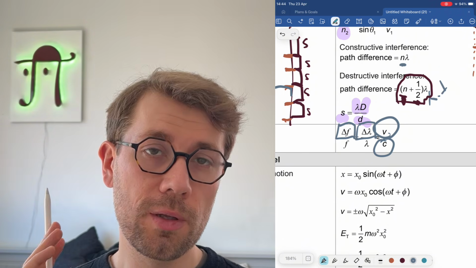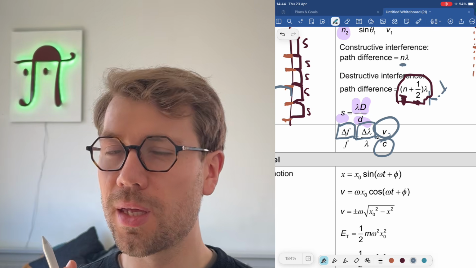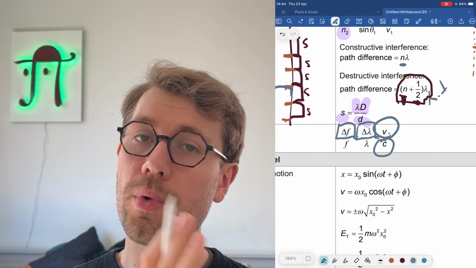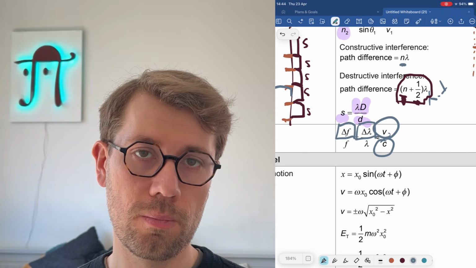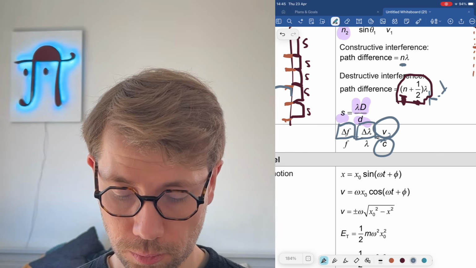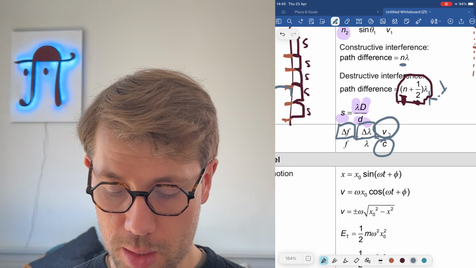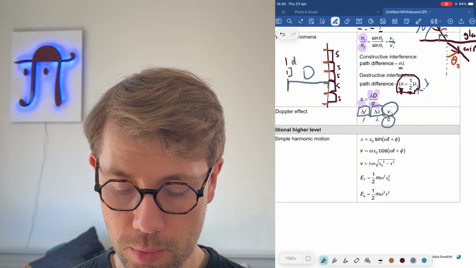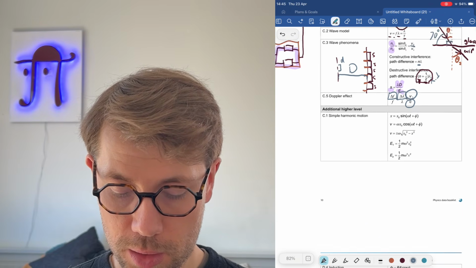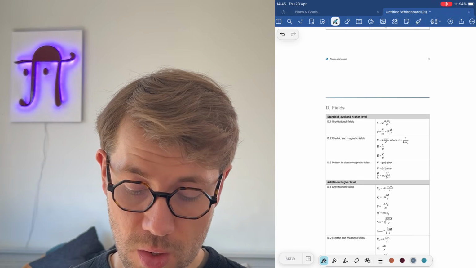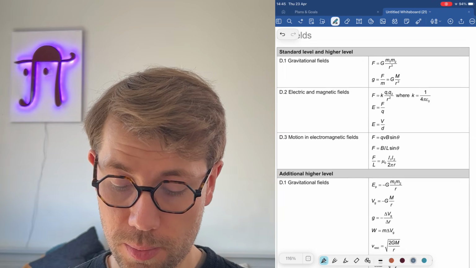Now, the tricky thing about these questions is you won't get given the change in frequency or change in wavelength. You'll be given one wavelength, then another wavelength. And you've got to find the difference between those two wavelengths to get your change. And that's all the trickiness to it, really. It's not too hard, that one. So let's move on to topic D, fields, which some say is the hardest topic.